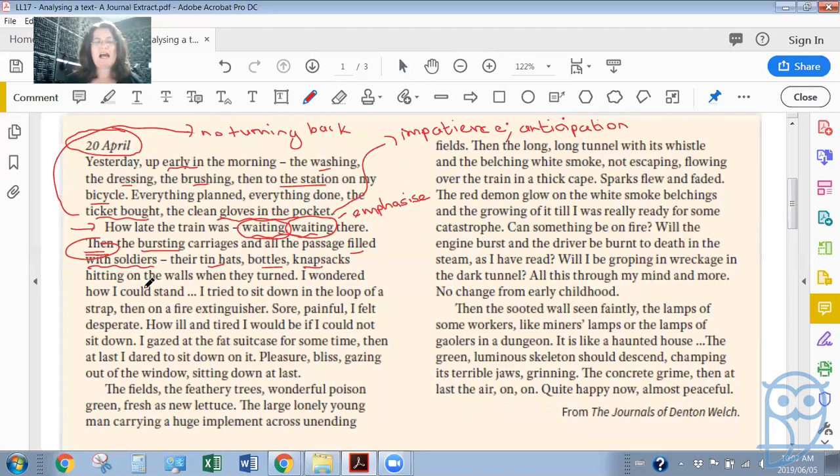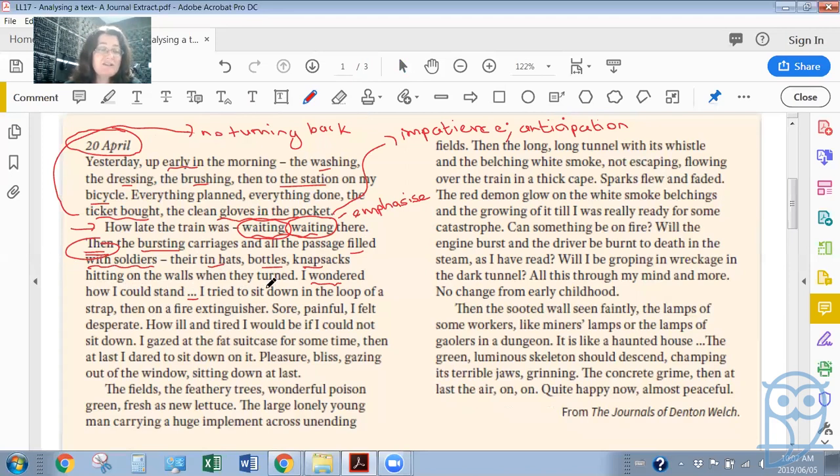I wondered how I could stand... And there's an ellipsis. All right, I wondered how I could stand. And this ellipsis reflects this idea of wondering, doesn't it? Have a look at that. I wondered how I could stand. It's almost like that ellipsis gives pause for this wondering.